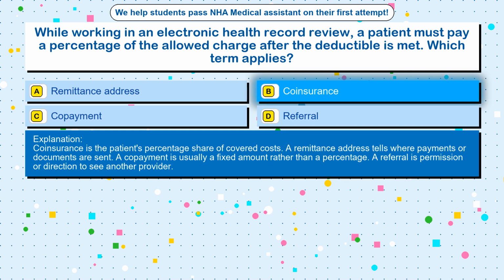Coinsurance is the patient's percentage share of covered costs. A remittance address tells where payments or documents are sent. A copayment is usually a fixed amount rather than a percentage. A referral is permission or direction to see another provider.